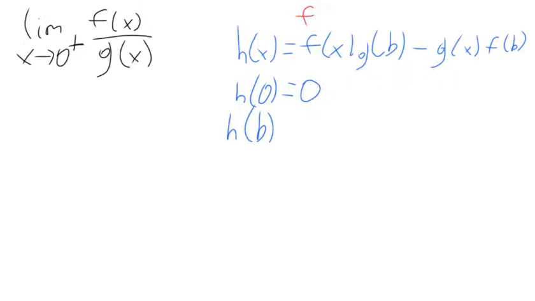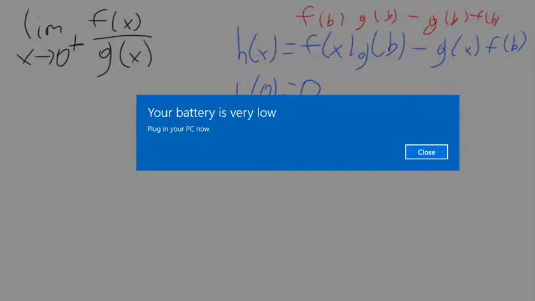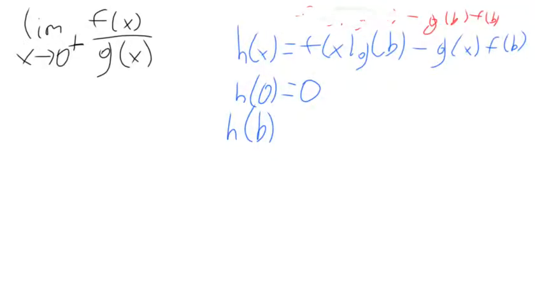And we also know we have a 0 at b, because if you plug in b for these x's, you'll have f of b times g of b minus g of b times f of b. These two are the same. The order of multiplication doesn't matter. So we can conclude that when we subtract them, of course, we will get 0. So we know that h of b is also 0.